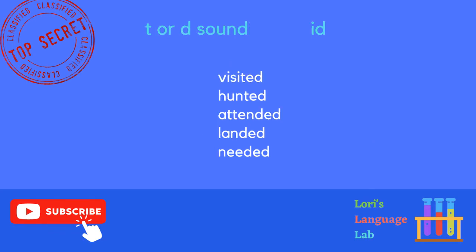Okay, here we have some examples of words that end in a T or D sound. Visit becomes visited. Hunt becomes hunted. Attend becomes attended. Land becomes landed. Need becomes needed.